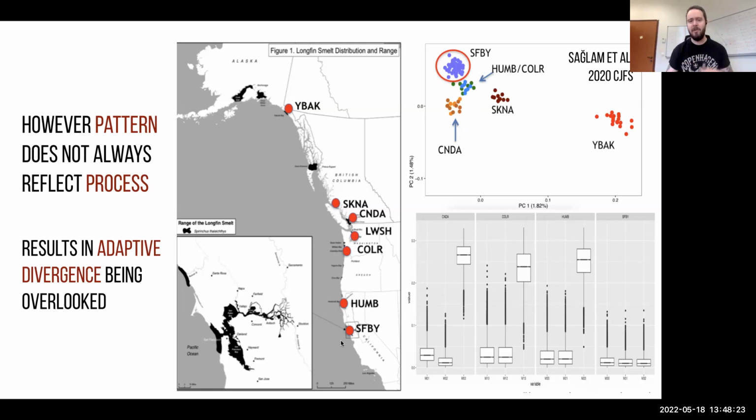So if we look at general patterns of diversity, we don't actually see any reason to go ahead and implement strict management plans in this area. But if we look at the processes, not just the genetic patterns, but the processes that have resulted in the observed patterns of genetic diversity, now this actually tells us a very different story.